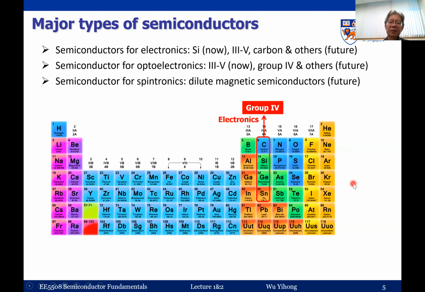Now we still have other types of semiconductors which can be used for very good electronic devices. This is called group 3-5. You can see this is a compound between group 3A and group 5A elements. We have many examples here. The most typical example is gallium arsenide. Gallium arsenide is very good for optoelectronic devices, but it's also very good for electronic devices. You can use gallium arsenide to fabricate very fast electronic devices.